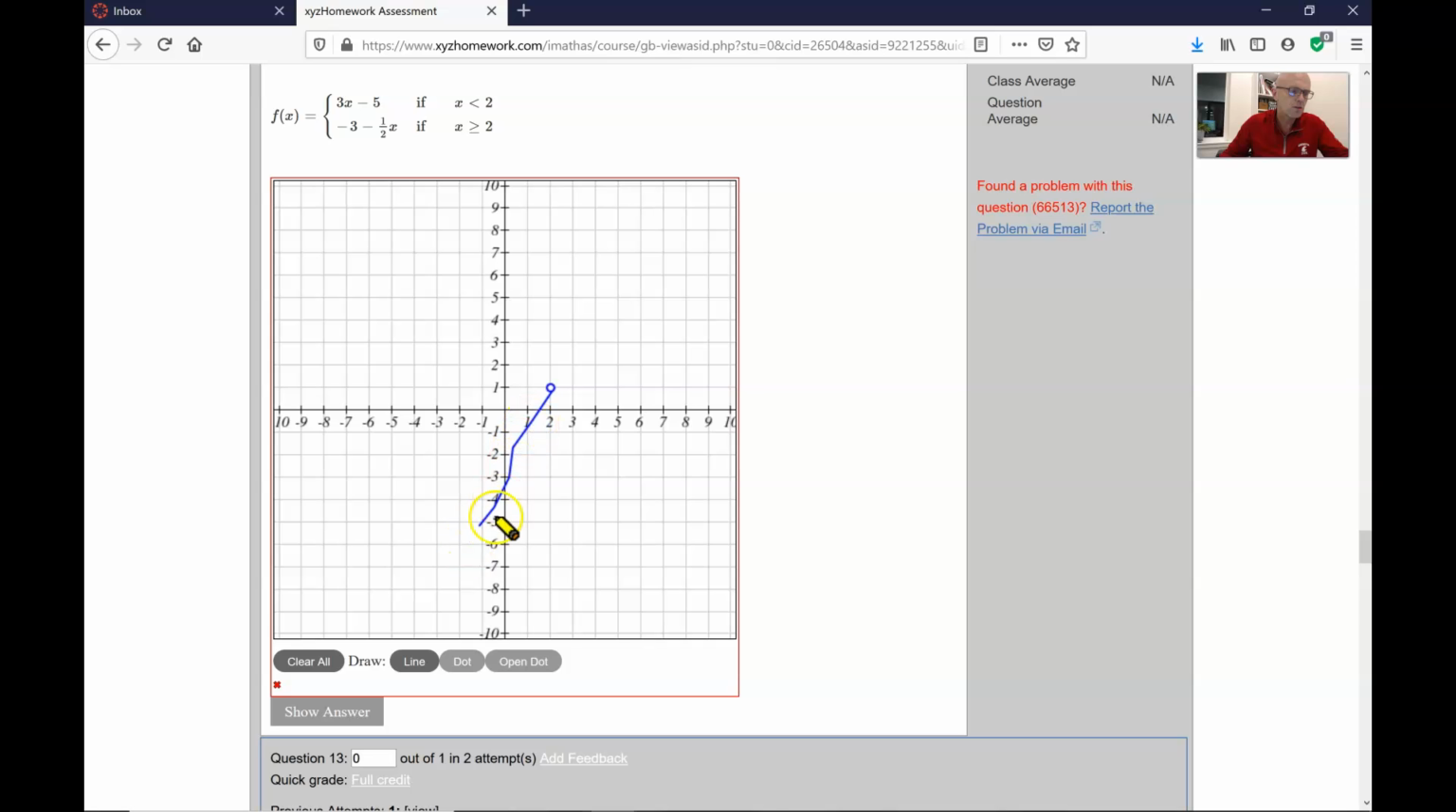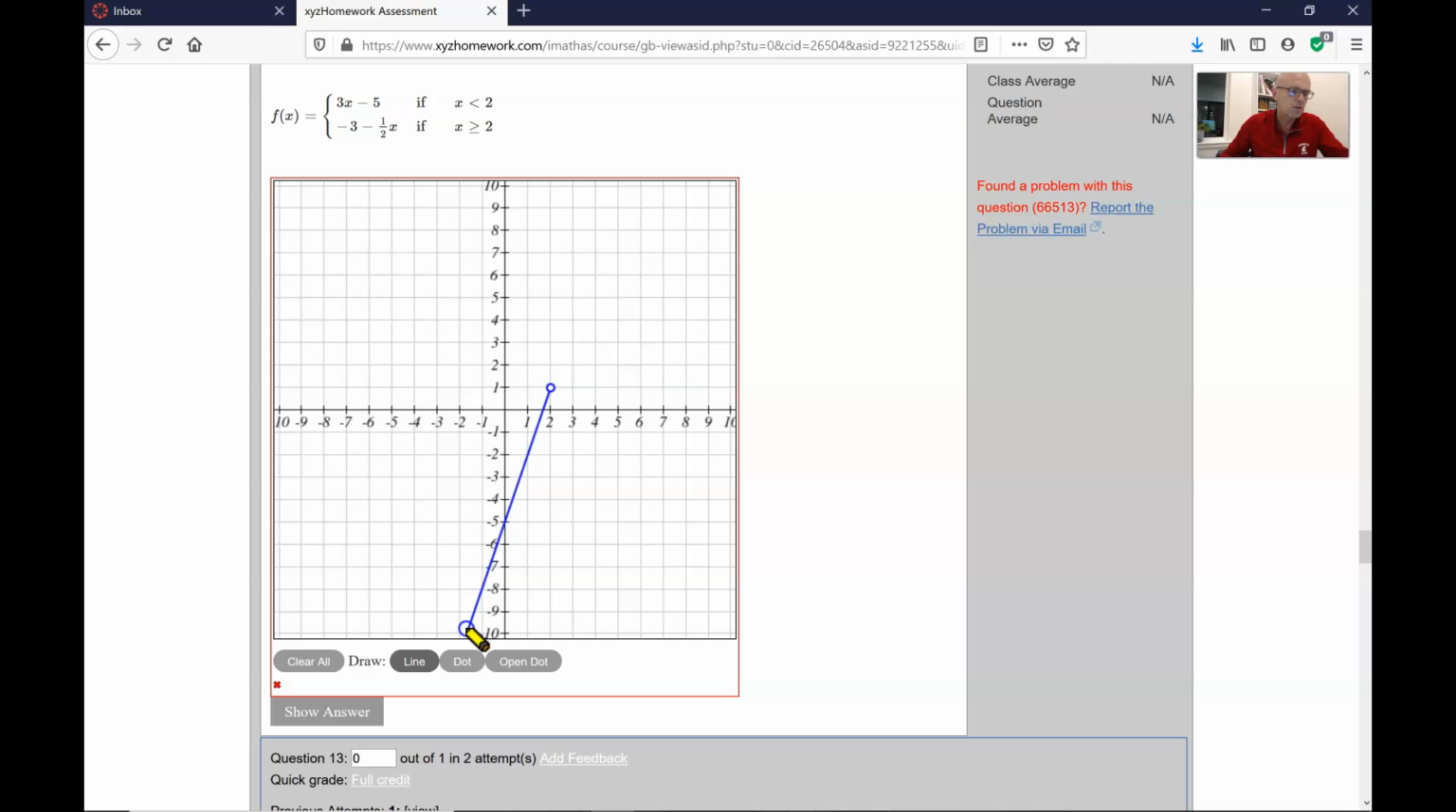Open dot at 2, 1, and then I want a line that goes from there, and it should be crossing at down 3 over 1. So I should be crossing right there at 1 comma negative 2. You can see that, and then again at 0 comma negative 5. And notice all those points would line up with that.